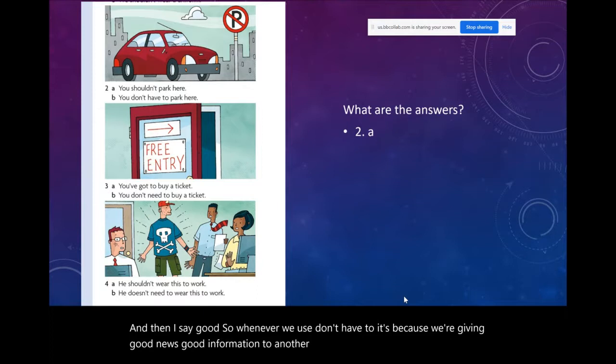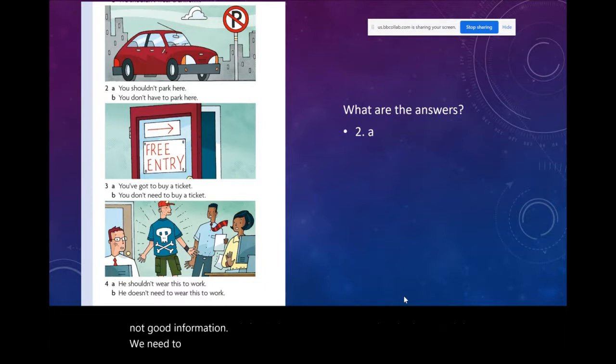In this picture, this is not good information. We need to say it more, it's more serious. You shouldn't park here. Okay? So the answer is A. Good. Carolina, can you help us with number 3?